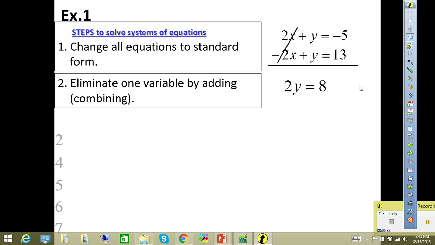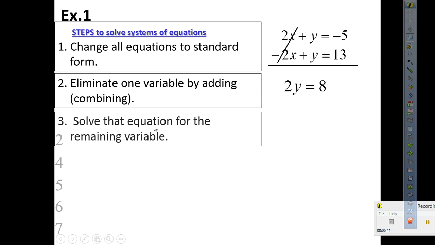Let me recap the process. Step 1, change into standard form. Did we do that? Yes. Step 2, eliminate one of the variables by combining. Yes. Step 3, what does step 3 say? Solve the equation for the remaining variable. Can we solve this? Yes, so go ahead and do that. We divide by 2 on both sides, so therefore y equals 4. And the rest is the same as yesterday. You should be able to finish it off by yourself, but I'm going to walk you through it.